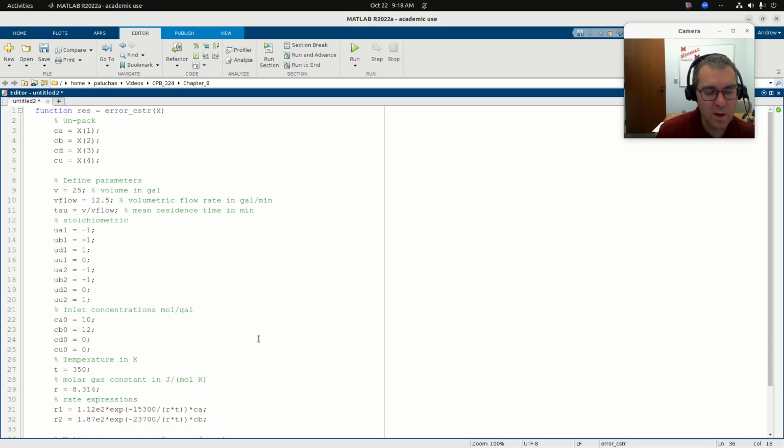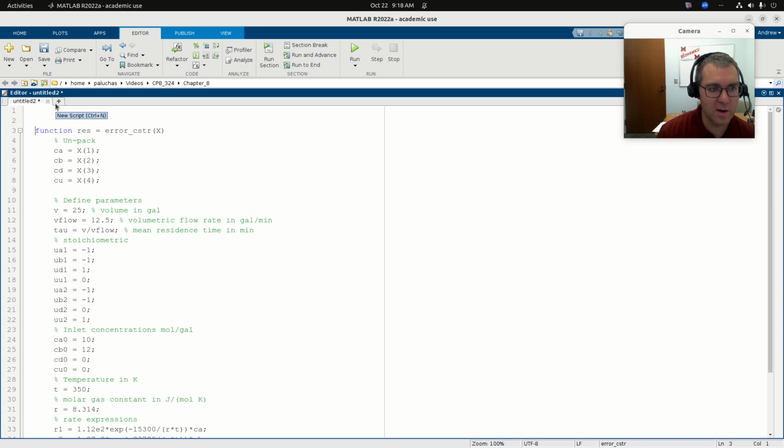Okay, and actually I'm not going to save it quite yet, because what I'm going to do now is add a top function to just automate solving. I'm going to call this function CSTR solve with no inputs.